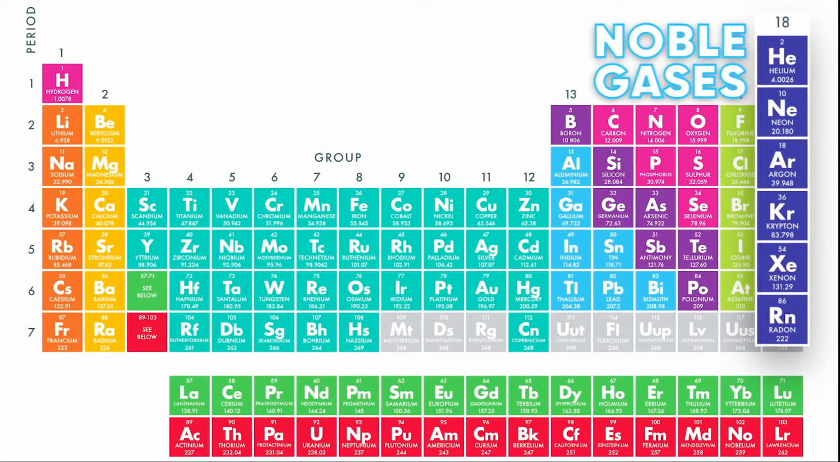These elements are quite the loner type. They're what scientists call chemically inert, which means they're happy just doing their own thing. They don't like to form bonds with other elements.